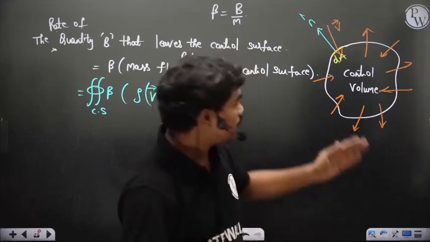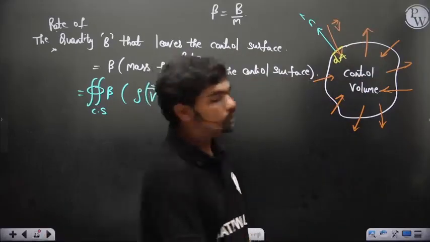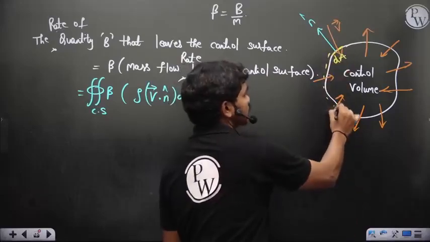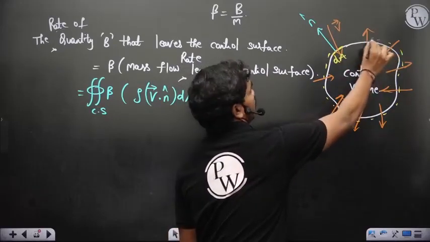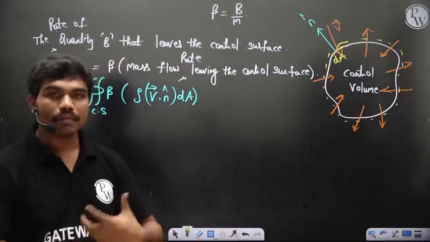Then this is the net rate of quantity which is leaving the control surface, or which is cutting the control surface. Okay, this is the net rate of property which is actually cutting this control surface here. Okay, now why am I telling all these things?